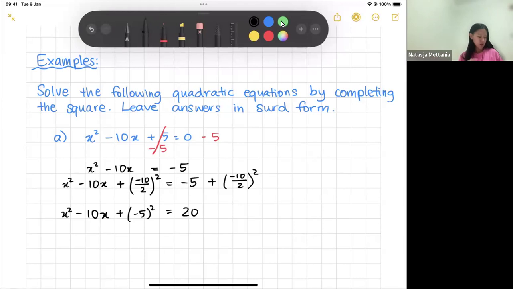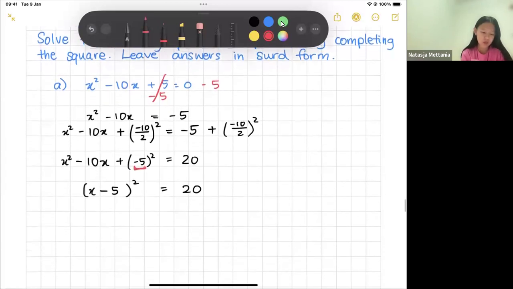Now from this part here, I'm going to actually factorize it, so factorizing it into perfect squares. Those three formulas that were at the top at the beginning, I'm going to first put in x, then I'm going to put in this negative 5 here. So I'm going to put x minus 5, whole squared, equals 20. Once I've done that, all I'm going to do is now solve for x. How do I get x equals?